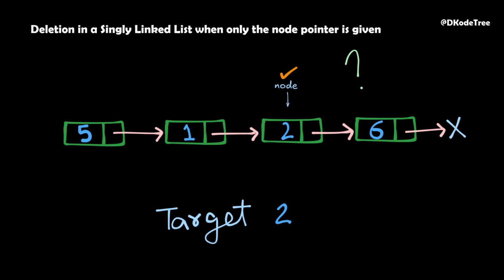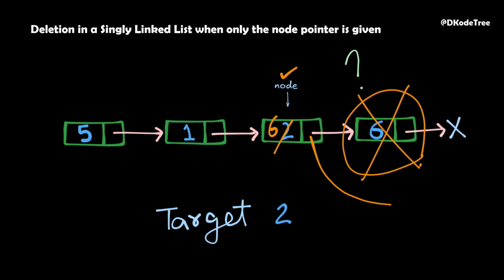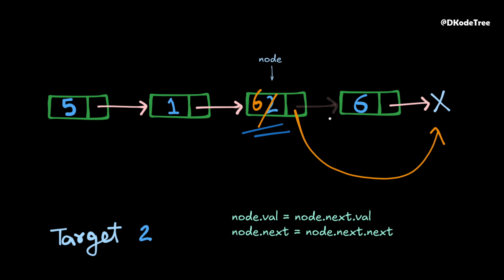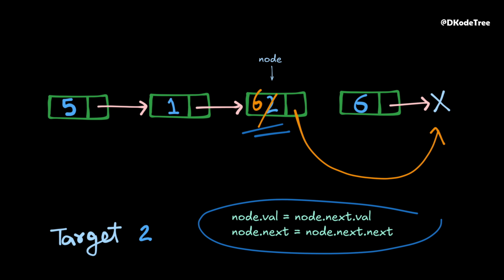The trick is simple. Copy the value of the next node into the current node. So we will copy this value 6 here and then bypass or delete the next node, which we can easily do by updating the next pointer to next.next. This means we simply do node.value equals node.next.value, that is copying the next element, and then move the node.next to node.next.next. So now we don't have this link here. So this effectively removes the next node, making the current node take its place.